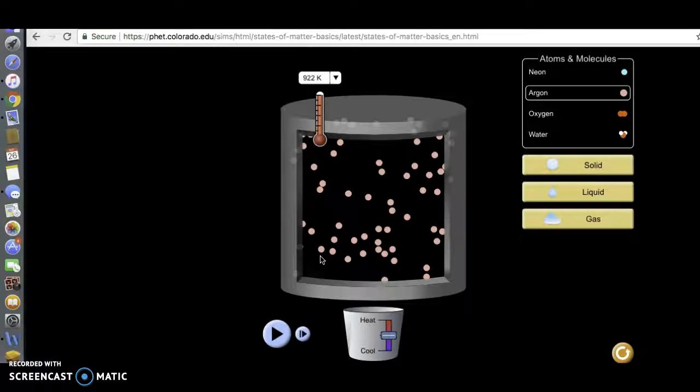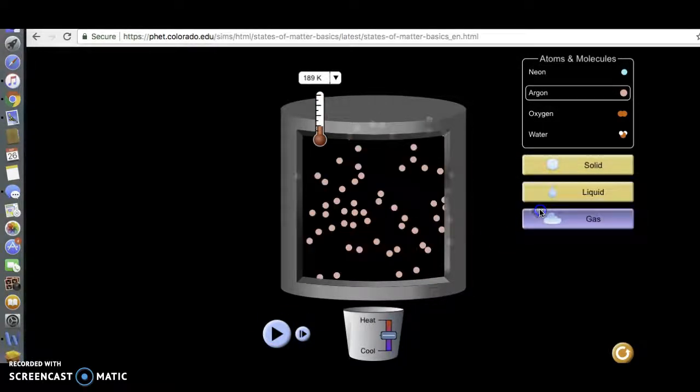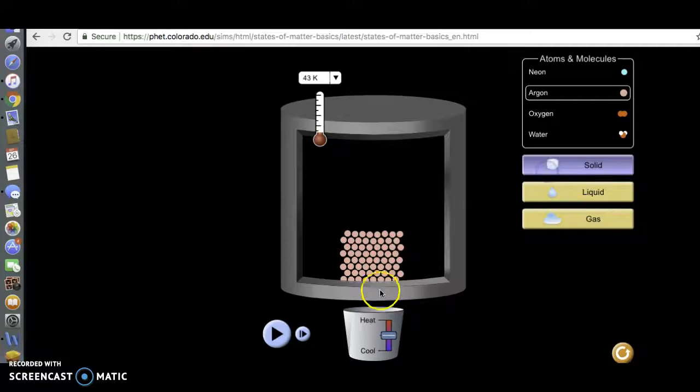So one box might show this one, and then if you look in the same spot, now look, there's not nearly as many. And you guys will continually do this, and you can do this for liquids, gas. We were doing this, we were on solids.